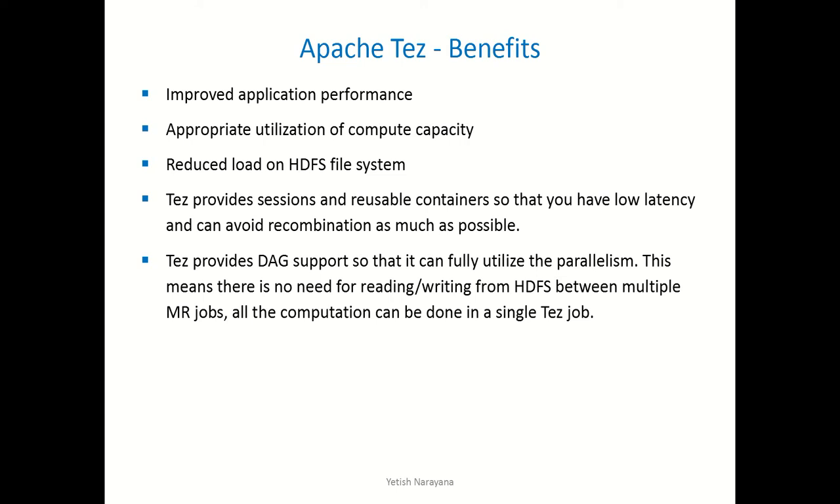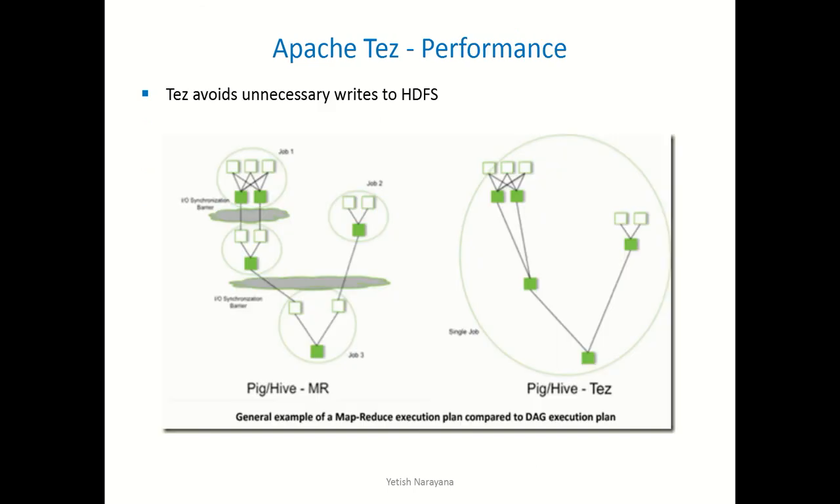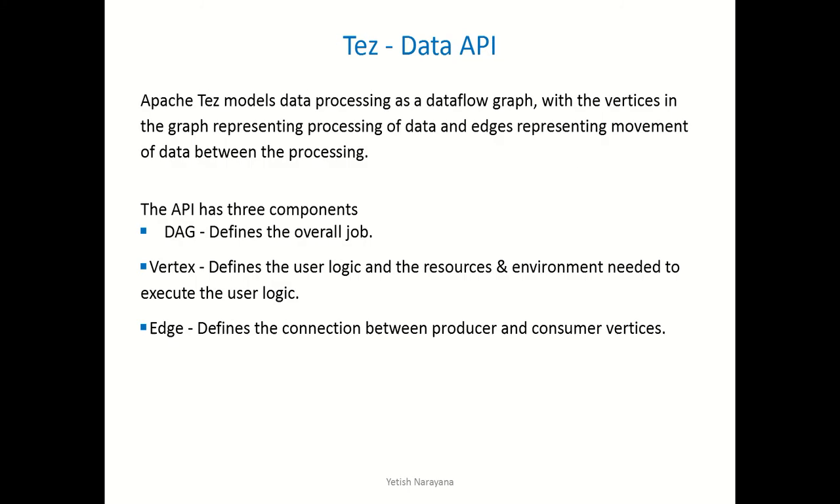Main benefits of Tez include an increase in performance and reduced load on the HDFS file system, and a couple more. The reduction in load on the HDFS file system is due to the fact that Tez has eliminated the I/O synchronization barrier. Basically, all read operations to the HDFS file system between MapReduce jobs have been eliminated, and this is what has been depicted in this image.